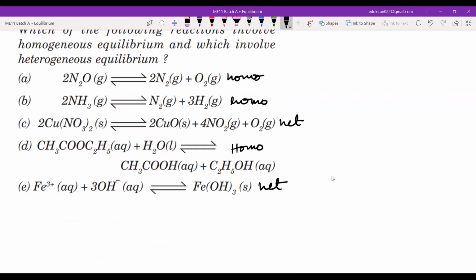I just want to mention that this is aqueous and water. It means obviously it is aqueous, right? That is why both of these, liquid is not some other phase. Aqueous means water only. So this is also aqueous, this is also aqueous. That's why this is all homogeneous, not heterogeneous.